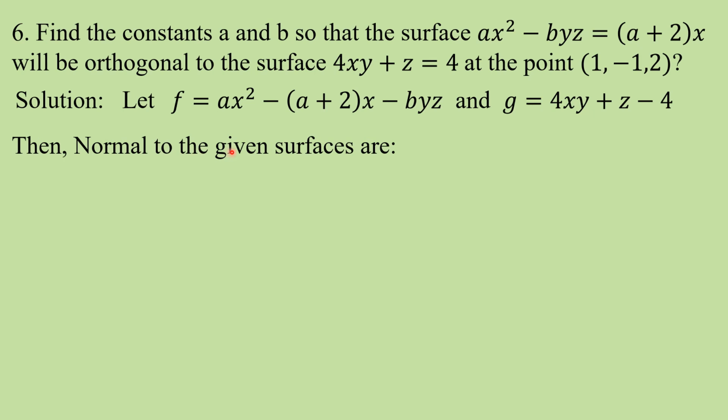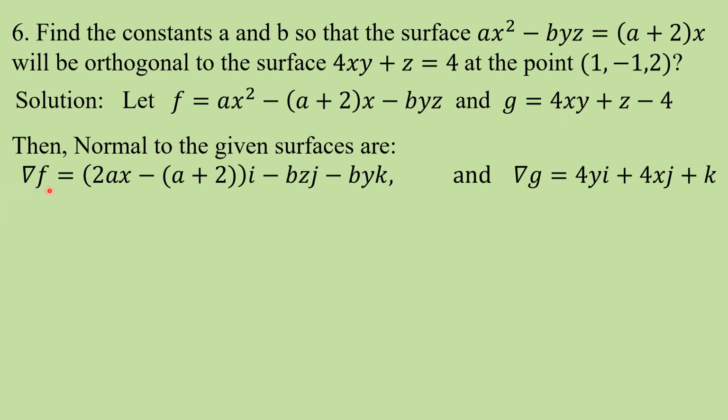So for the normals to the given surfaces, we need to find grad f as well as grad g. The grad f formula, all of you know, is i dou f by dou x plus j dou f by dou y plus k dou f by dou z. The component of i is dou f by dou x. Differentiate partially with respect to x, treating y and z constant. So that is 2x minus (a plus 2). The component of j is dou f by dou y. So partially differentiate this with respect to y. So 0, 0 minus bz. So the component of j is minus bz. Dou f by dou z will be the component of k. So differentiate f partially with respect to z this time. So 0, 0 minus by. So del f you got.